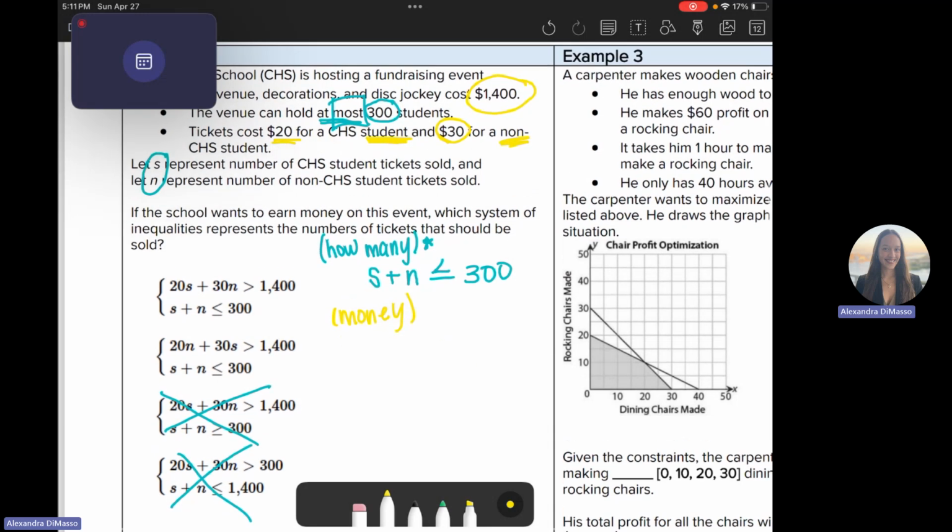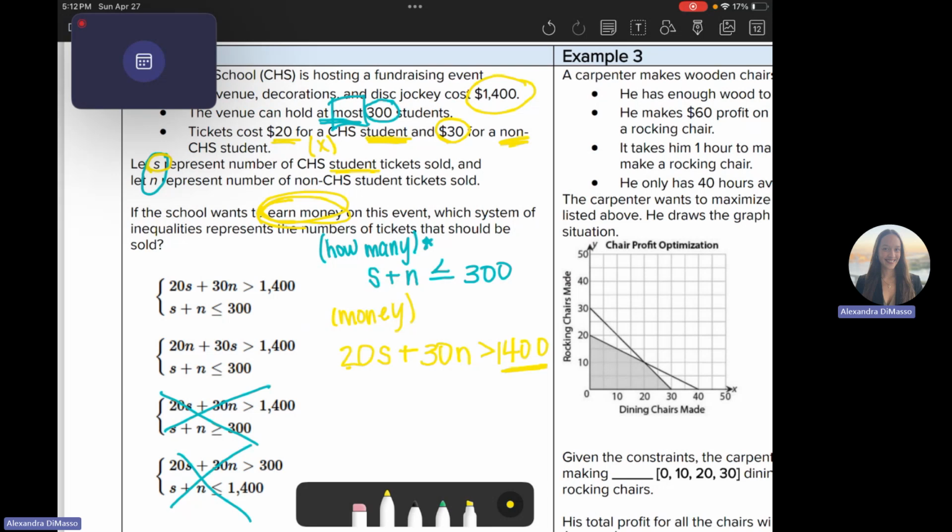And we know that we want it to be greater than that 1,400. The reason we're going greater than is because we want to make money. We want a profit, right? So in order to make a profit, we would have to sell more than that 1,400. Yes, that is our budget, but because the question's asking if I want to earn money and a profit, it's really good I reread this question. Earn money, make a profit, that's going to tell me that this is a greater than 1,400 dollars, which is how much money I'm trying to make.